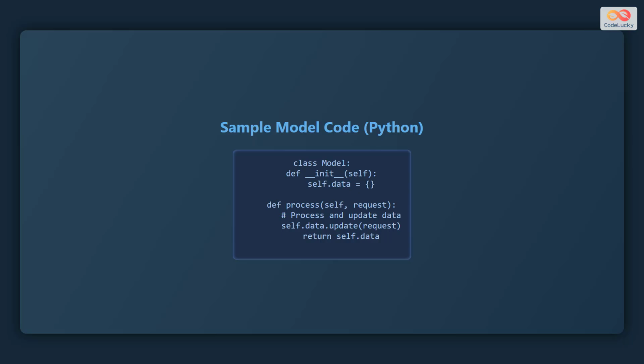This code shows a basic model class in Python. It has data storage represented as a dictionary. The process method updates or modifies this data based on incoming requests. The model encapsulates the application's data and the logic for manipulating that data, keeping it separate from the user interface.